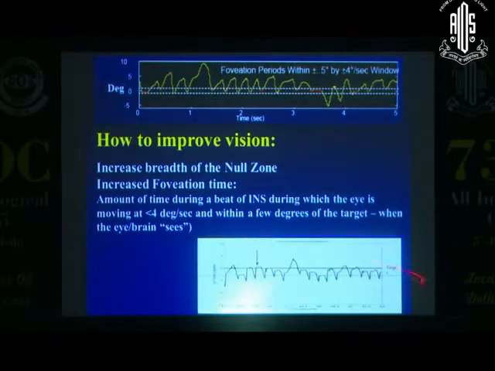This is the image I've taken from Dr. Hurtle's article, and what I wanted to show was how a patient with nystagmus sees. It is at this time, when the eye is about 3 degrees off the fixation point, that the patient is seeing. Any intervention that we are doing is aimed to keep the eye within this position for a longer period of time, and the patient will be happier. So increase the breadth of the null zone when the patient is looking.